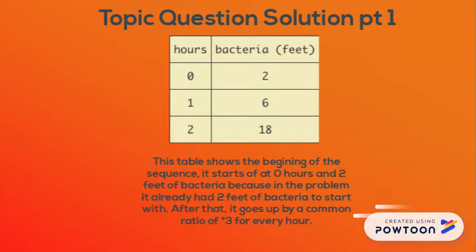This table shows the beginning of the sequence. It starts at 0 hours and 2 feet of bacteria because in the problem it already had 2 feet of bacteria to start with. After that, it goes up by a common ratio of times 3 for every hour.